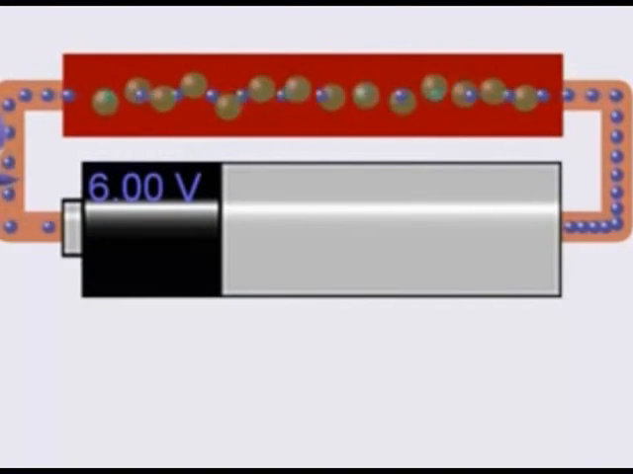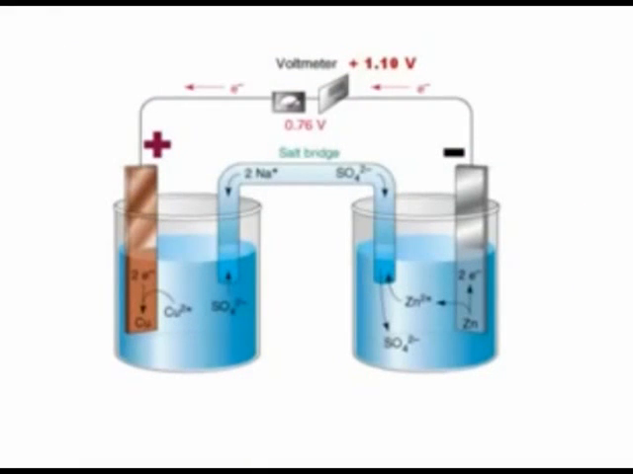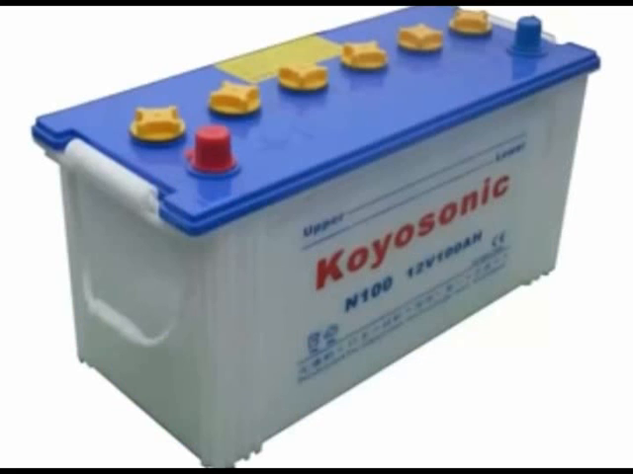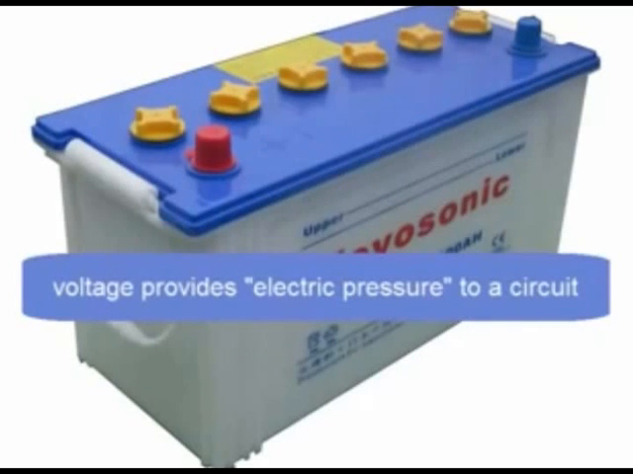Batteries and generators are capable of maintaining a continuous flow of electrons. In a battery, a chemical reaction releases electrical energy. The electrical potential energy produced is available at the terminals of the battery. The voltage provides electric pressure to move charges between the terminals in a circuit.